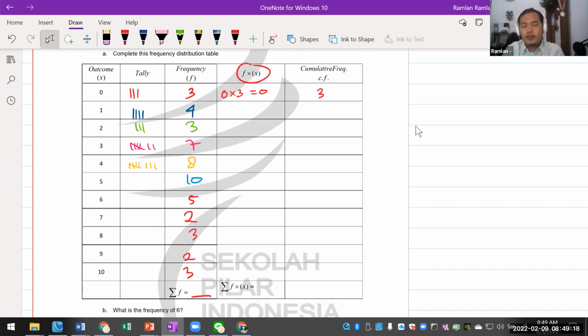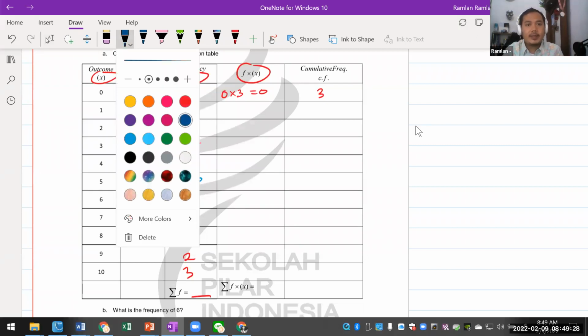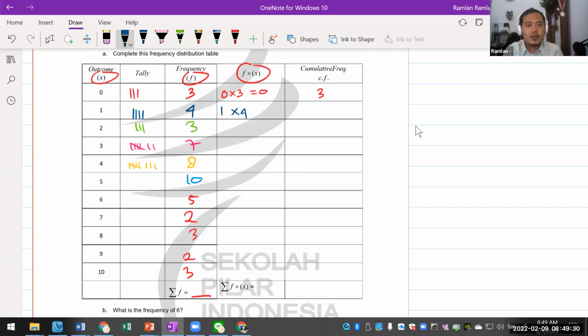And for the f of x, you only need to multiply the x with the f, the value, the outcome with the frequency. So for this one here, the second line will be 1 times 4. This with this, 1 times 4 will be equal to 4. And after you get all of the results, please add them up and then see what you get.